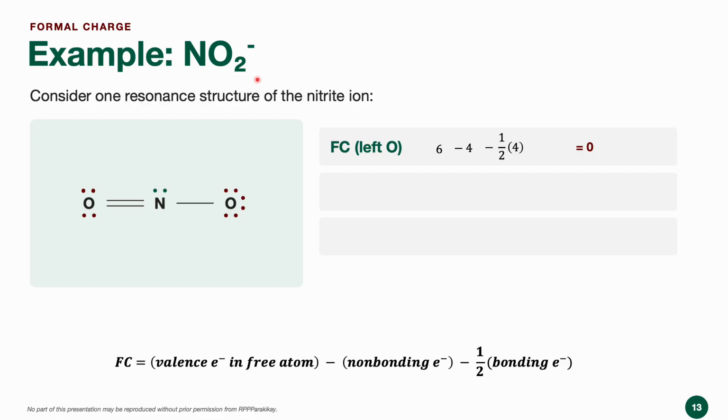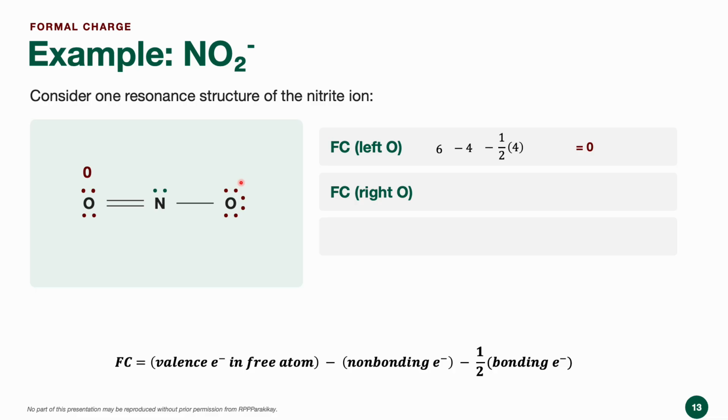Actually, I have a technique to teach you for calculating formal charges. Instead of using this equation, we can simply start with the atom's valence electrons, then subtract all dots and lines surrounding the atom. So for example, let's do it on the right oxygen. We have 6 valence electrons, and then let's count.